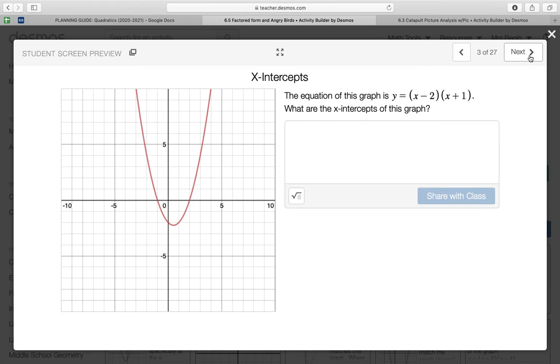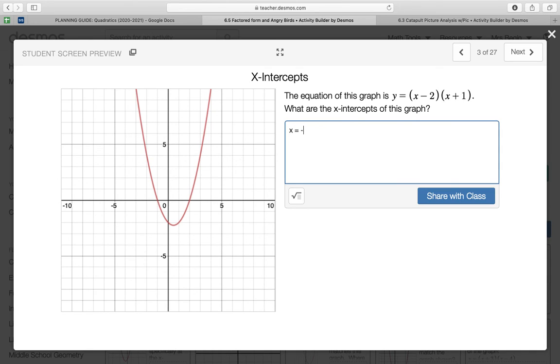So we're going to start by looking at the x-intercepts. The x-intercepts of the graph are where they cross the x-axis. And this graph has an equation of y equals x minus 2 times x plus 1. Can you tell me what the x-intercepts of the graph are? If we take a look, the one on the left-hand side would be where x equals negative 1.